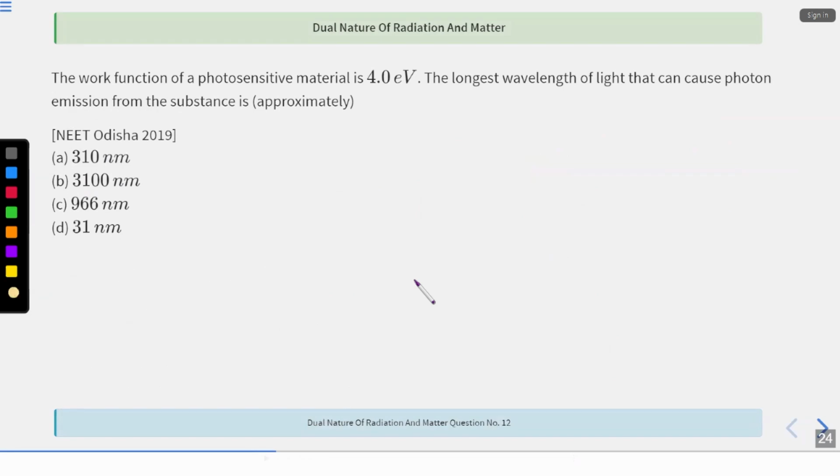The work function of a photosensitive material is 4.0 volt. And then the longest wavelength of light that can cause photon emission from the substance is. So we are supposed to calculate the longest wavelength basically. And we know that this is also one of the formulas that we have to remember, and that is E is equal to 12,400 divided by lambda. And that is nothing but lambda would give you, it is 4, right?